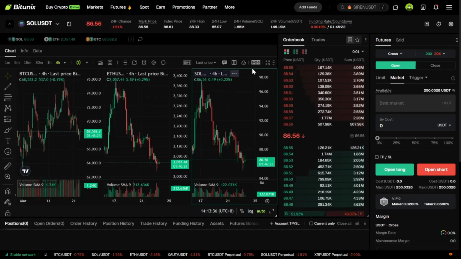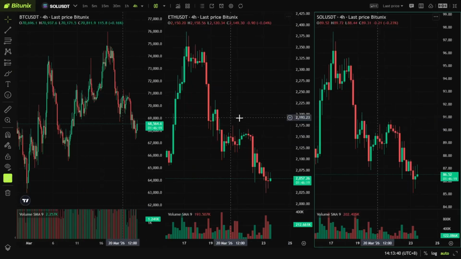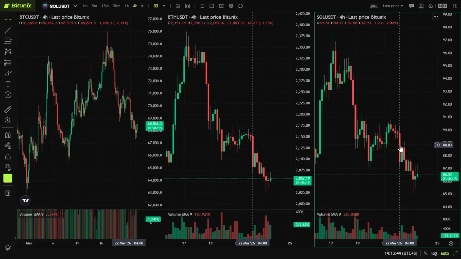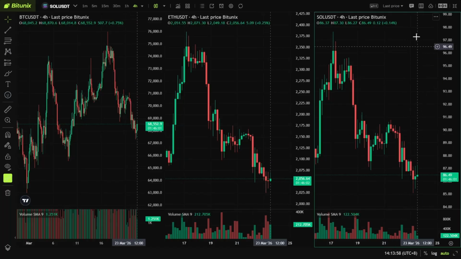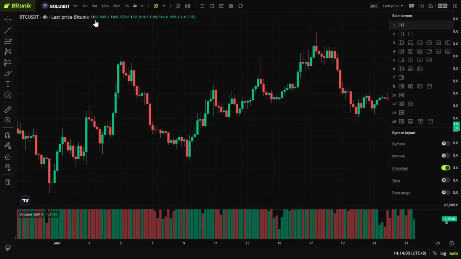This is a little small, so we can make it full screen. And now we have 3 different charts where we can look at and decide on positions that we want to make. For this tutorial, though, we are just going to keep the one screen with Bitcoin.